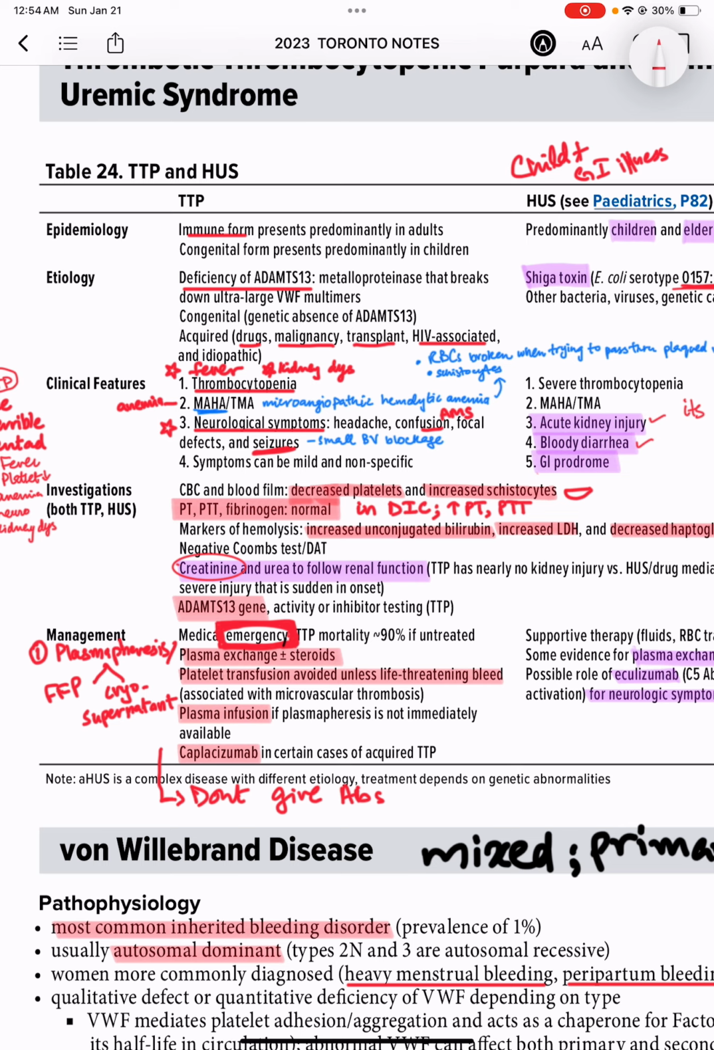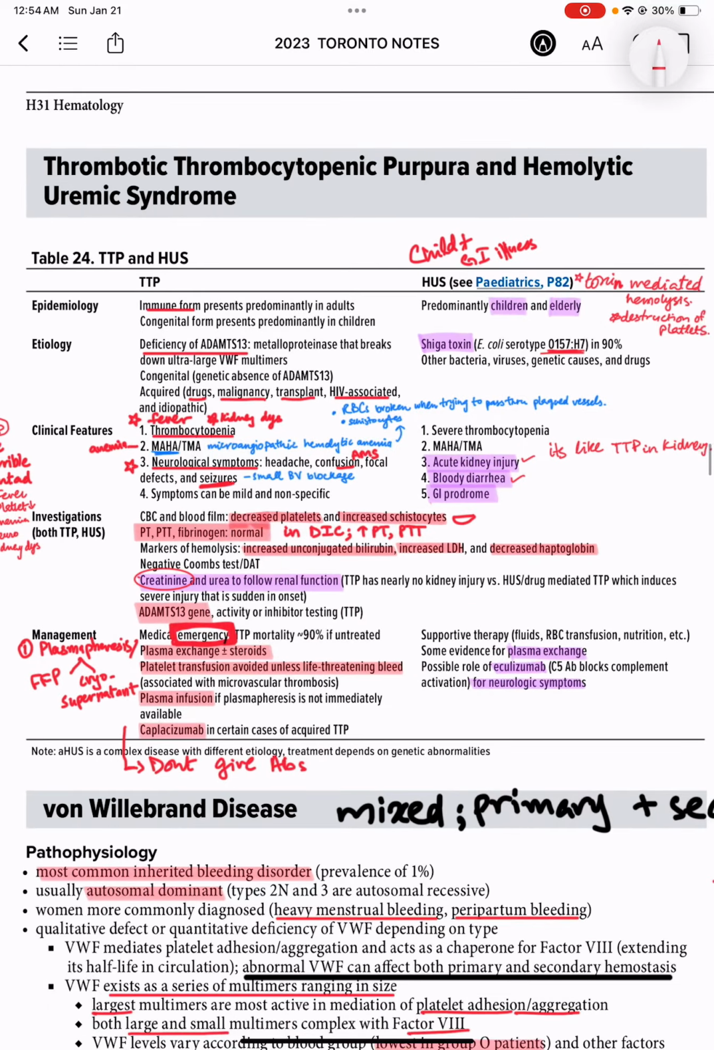And we can also find some markers of hemolysis, like increased unconjugated bilirubin, increased LDH, and decreased haptoglobin, because there's so much hemolysis going on. And now with this difference of PT-PTT, we differentiated from DIC. Now with creatinine and urea, the renal function tests, we are going to differentiate TTP from hemolytic uremic syndrome, because hemolytic uremic syndrome, just like its name says, is hemolysis, uremia.